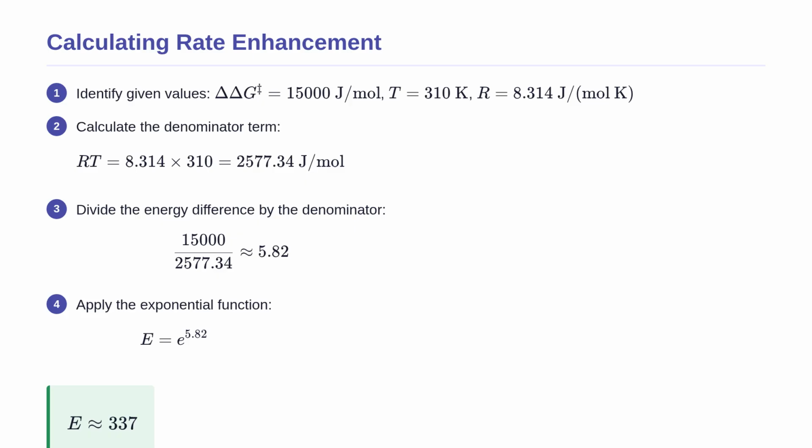First, we multiply the gas constant, 8.314, by the temperature, giving 2577.34. Next, we divide our energy drop by this value to get an exponent of 5.82. Finally, e to the power of 5.82 gives us approximately 337. The enzyme makes the reaction 337 times faster.